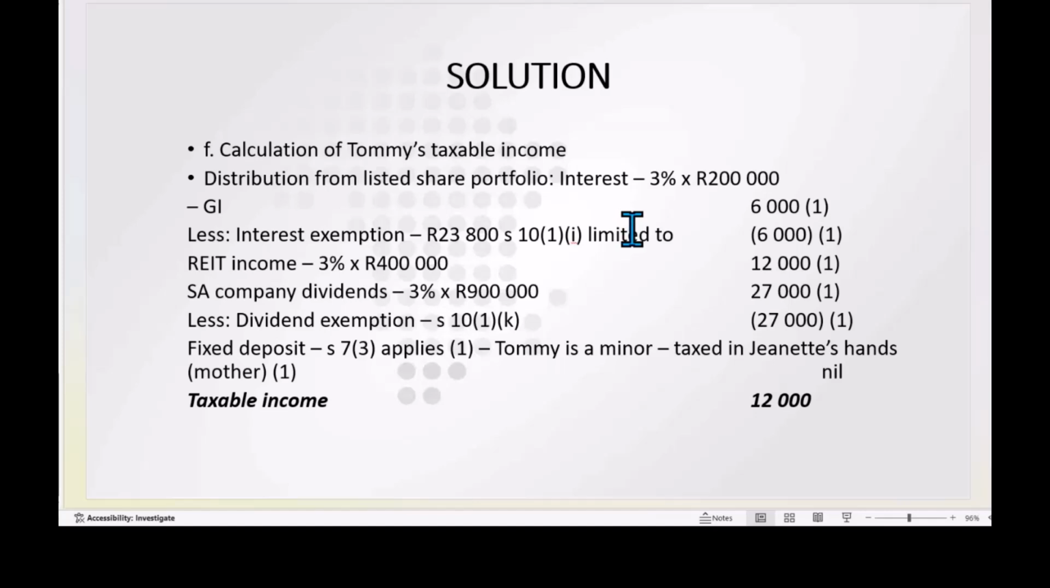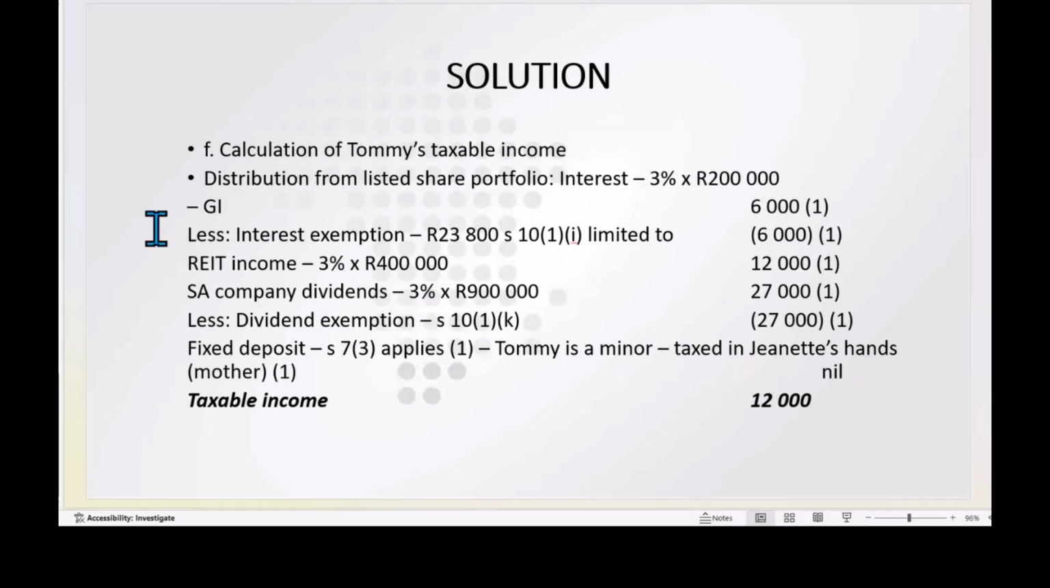Then there's an exemption of 23,800 in terms of section 10.1i, and it's limited to the actual interest that he received, which was 6,000 rand. Then the REIT income, 3% of the 400,000 rand, which is 12,000 rand. And then the SA company dividends of 3% of the 900,000 rand, 27,000 rand. And then the dividends are exempt in terms of section 10.1k.